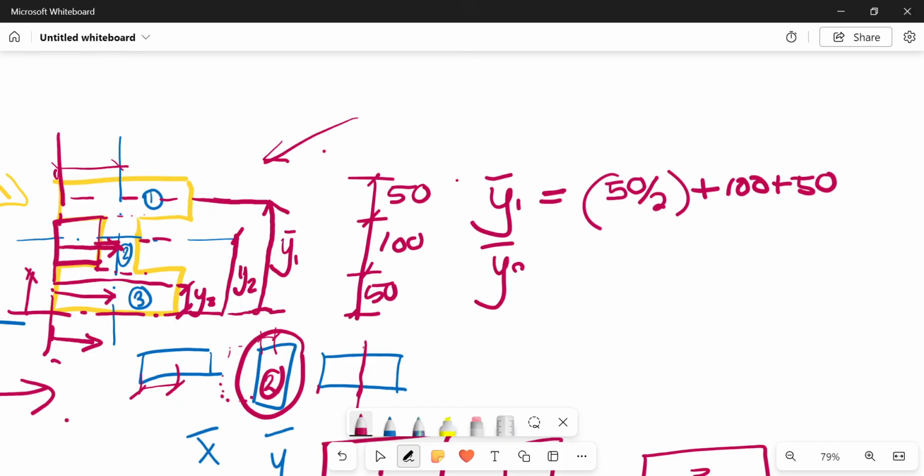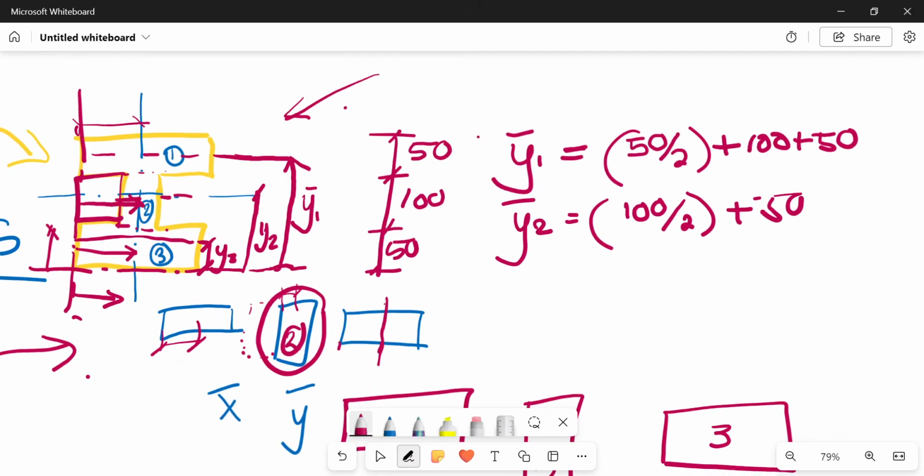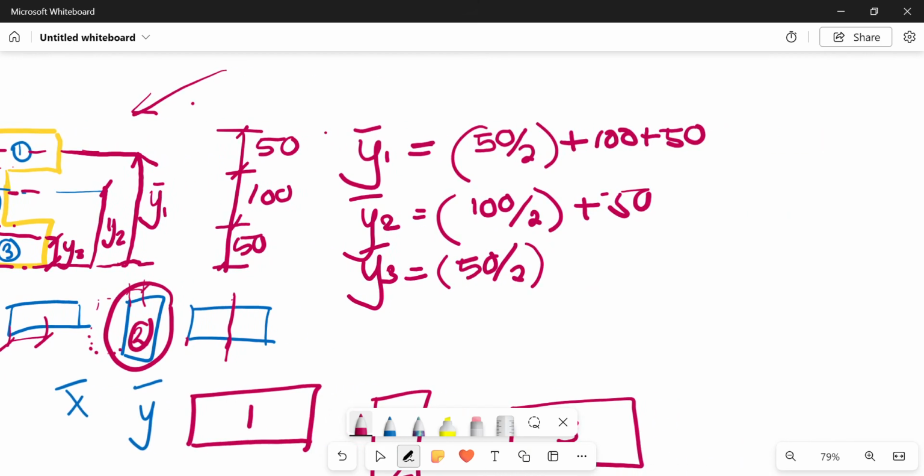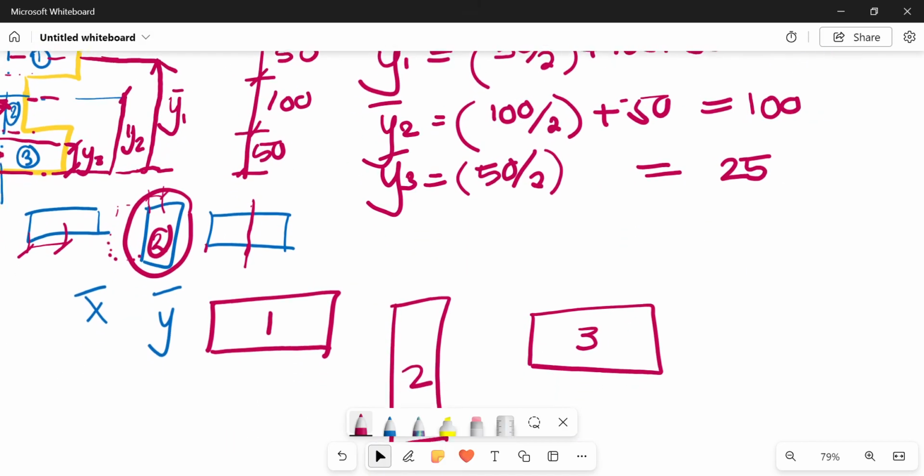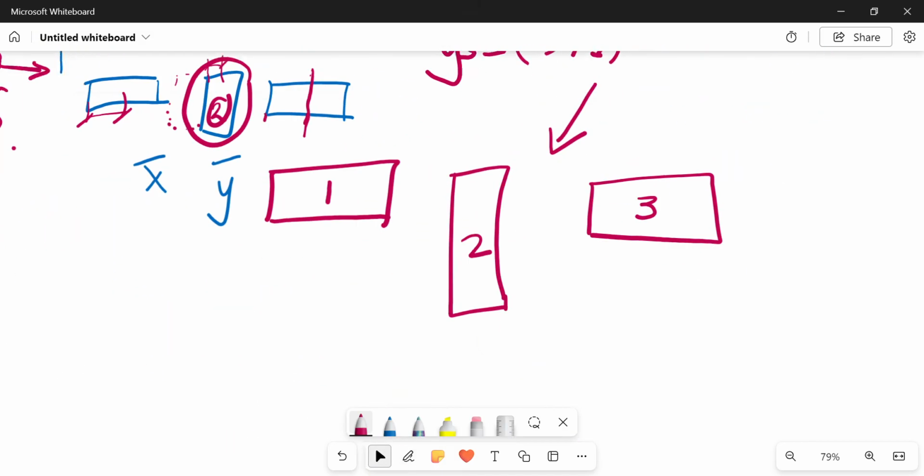Your Y bar 2 would be your 100 divided by 2 plus 50, because remember you want the midpoint of that specific shape. Similarly, your Y bar 3 would just be your 50 divided by 2, because that's the one right at the bottom. So this would give us 25, this would give us 100, and this would give us 175. Now let's try it with this method.